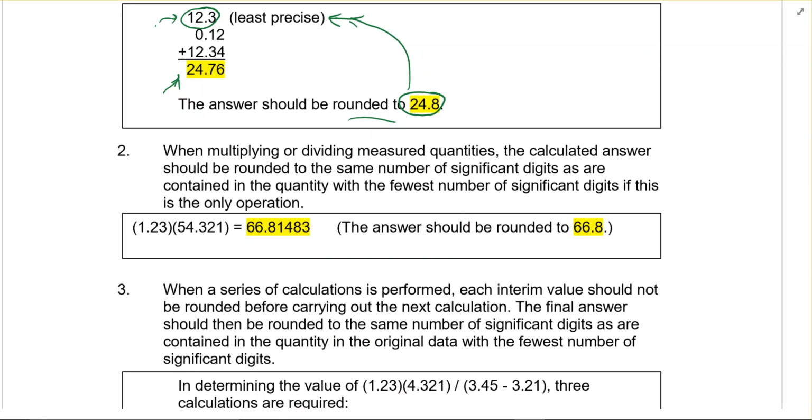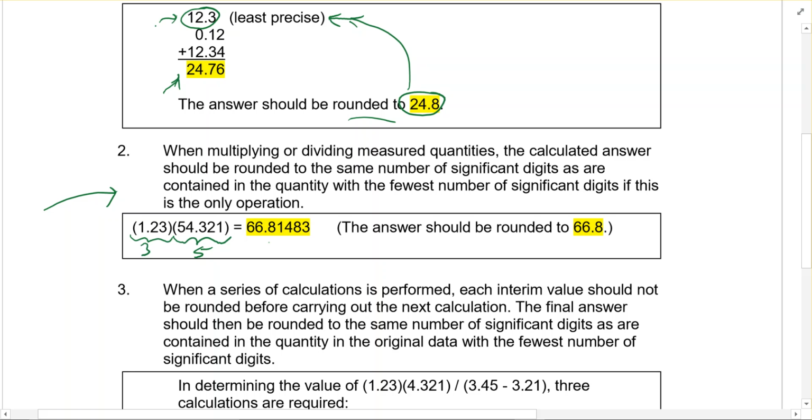Dividing is a little bit different. All we do for dividing, and to tell you the truth, in Physics 20, this is going to be the situation almost 90% of the time because we're almost always going to be adding or subtracting in our calculations. So if that's the case, all you do is look at the number with the least significant digits. So this one has 3 significant digits. This number had 5 significant digits.